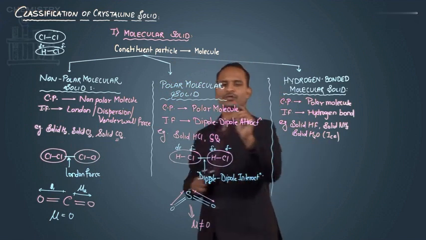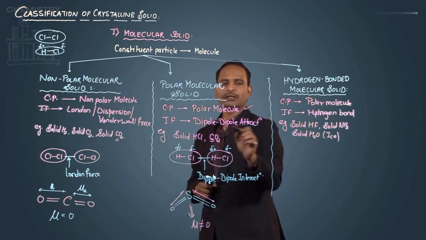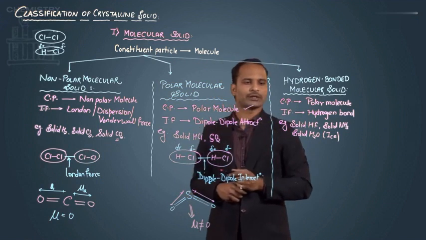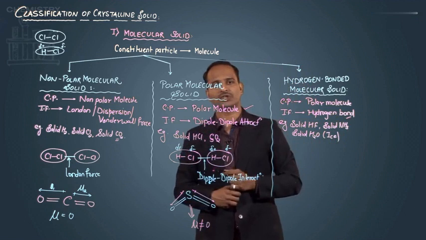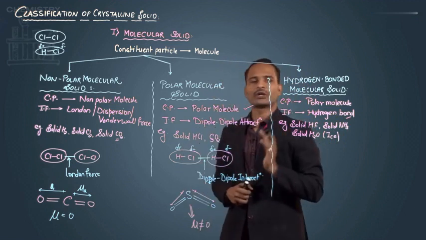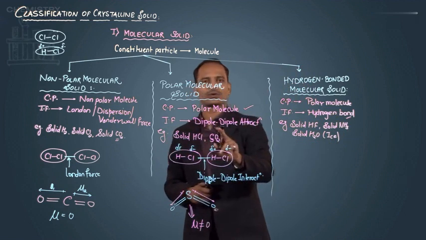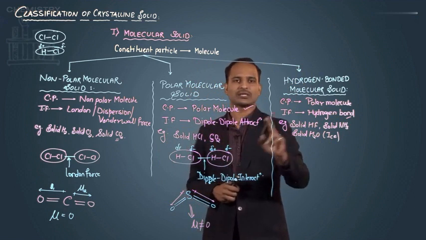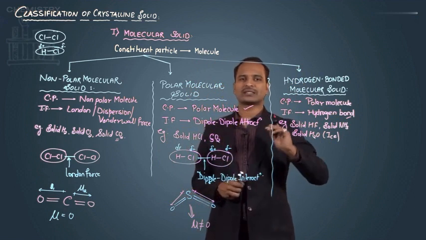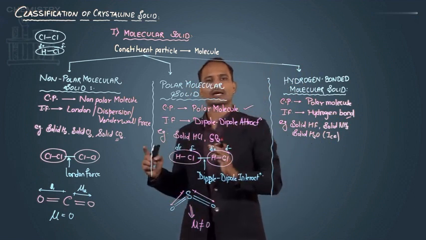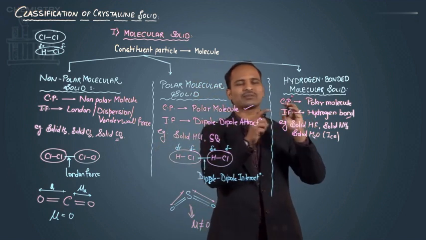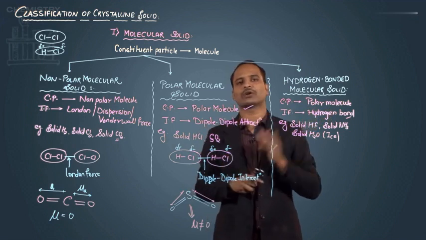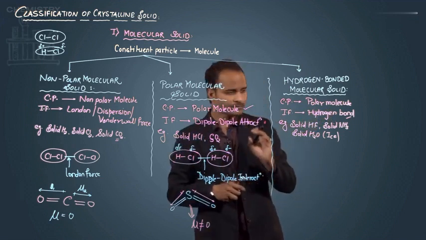Here I said that if the constituent particle is a molecule, then the intermolecular forces are called dipole-dipole interaction. But in this case, I am saying that the intermolecular force of attraction is a hydrogen bond. See, a hydrogen bond is nothing but a dipole-dipole attraction only. But it is considered a strong dipole-dipole attraction. It has some extra strength, and that's why we have given it a specific, special name, called a hydrogen bond.